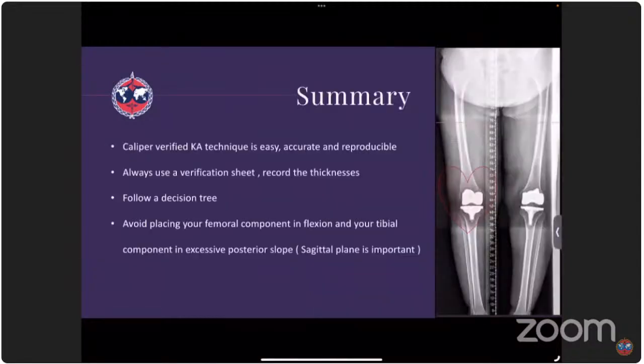In summary, caliper verified technique is easy, accurate, and reproducible. Always use a verification sheet, record the thicknesses, follow a decision tree, avoid placing your femoral component in flexion and your tibial component in excessive posterior slope. And that is to avoid anterior knee pain on the femoral component side and posterior poly wear on the excessive slope tibial side. Thank you.